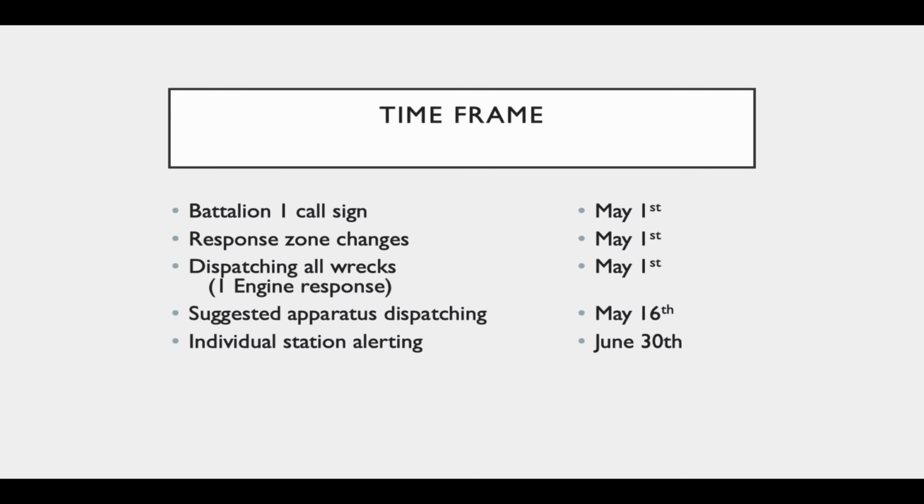A time frame that we can see these changes: the Battalion 1 call sign will change on May 1st. The response zones will change on May 1st as well. And dispatching of all wrecks with injuries and one engine response will also occur on May 1st. The suggested apparatus dispatching will start on May 16th, and individual station alerting should start on June 30th.